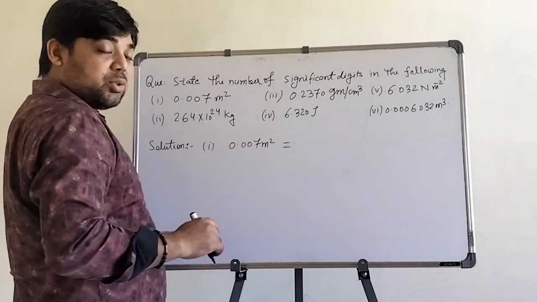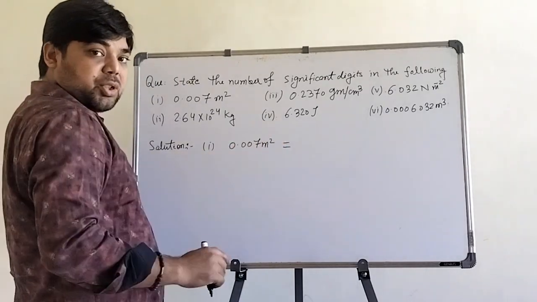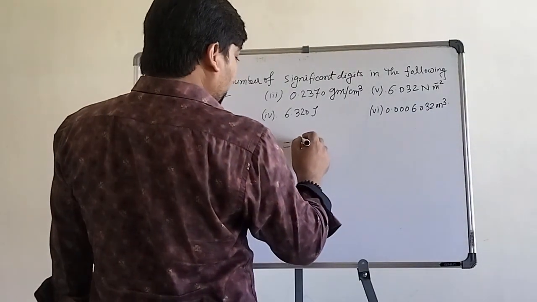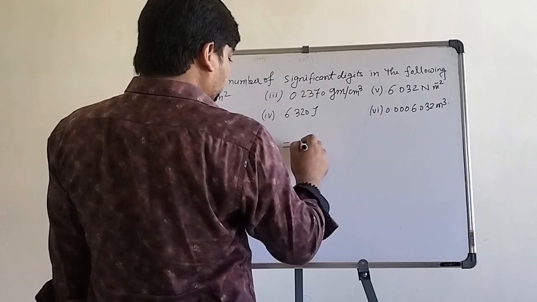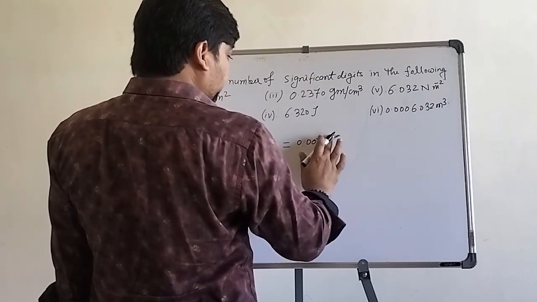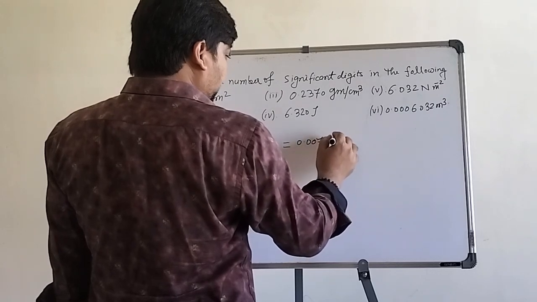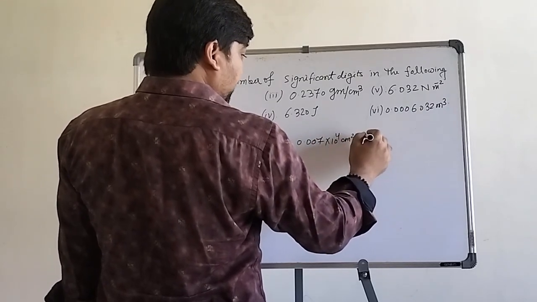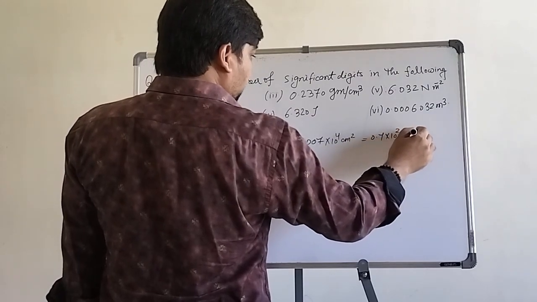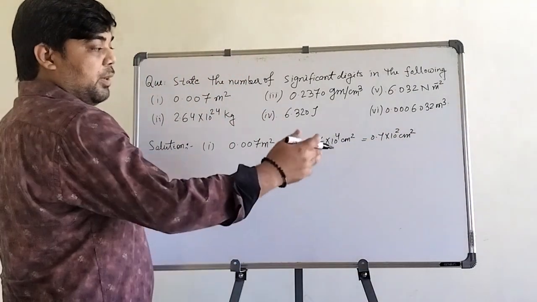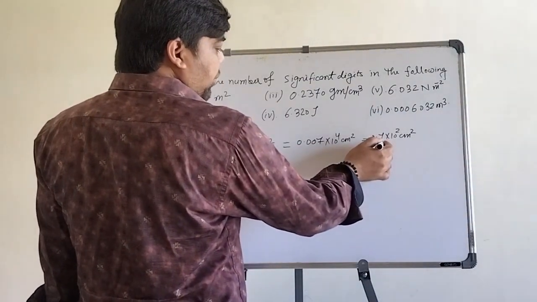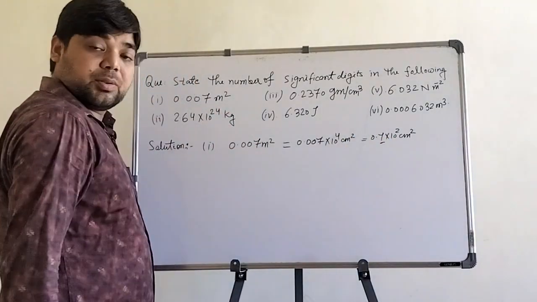So let us take 0.007. Now change its unit into centimeter square. When you change into centimeter square, you will simply write 0.007 meter square, sorry, into 10 to the power 4 centimeter square, which is nothing but 0.7 into 10 to the power 2 centimeter square, or basically you can write it 70 centimeter square. So what you will see, the one significant digit we have is 7.